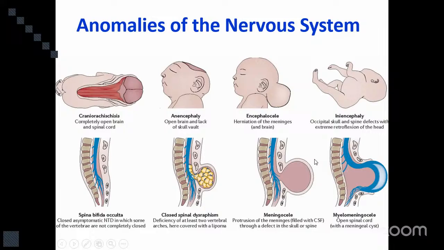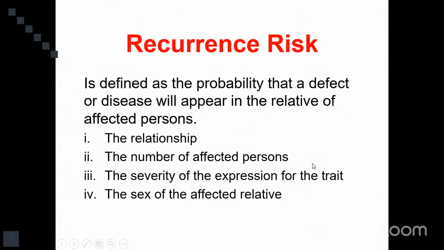So when we talk about recurrence risk, what do we mean? Recurrence risk is defined as the probability that a defect or disease will reappear in the relative of an affected person. Now, what will determine that? The relationship, the number of affected persons, the severity of the expression of the trait, and lastly, the sex of the affected. Remember, we said that the sex of the person actually has a role to play, so that even if the trait is going to appear, it is likely to appear in a particular sex, whether in a boy or in a girl.